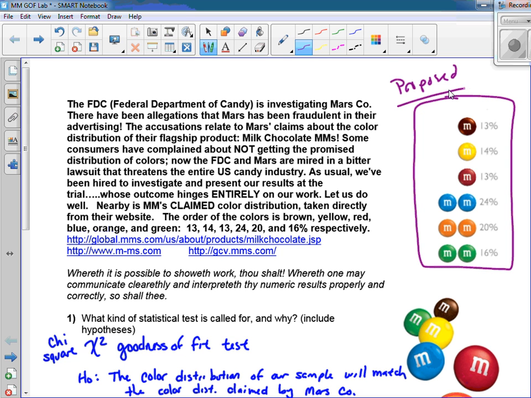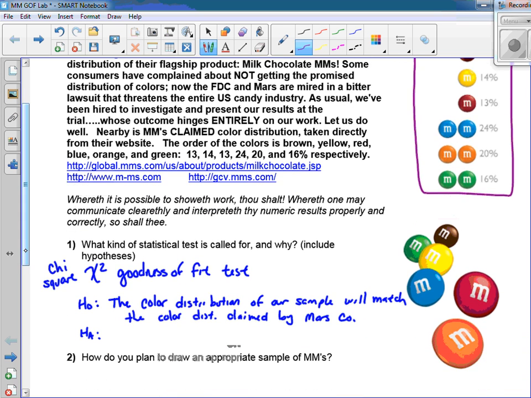So here's the proposed color distribution by Mars. Okay? Now, first question is, what kind of statistical test is called for and why? Well, we want to see if our sample distribution of colors matches the proposed distribution of colors. So that's the chi-square goodness of fit test. There are 2 other chi-square tests in this chapter that we will get to, so you're going to have to keep them straight.